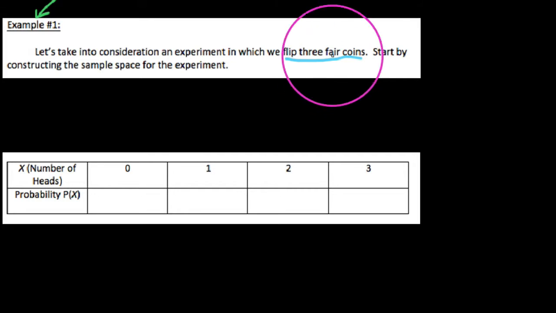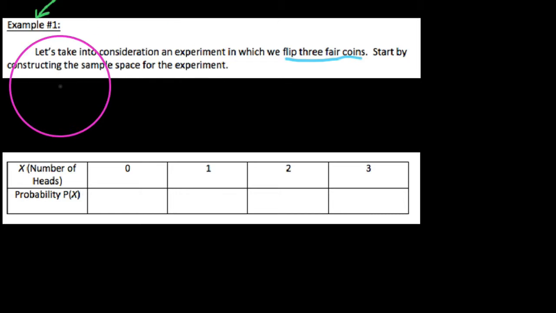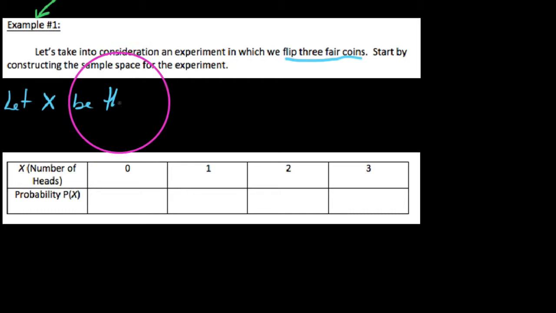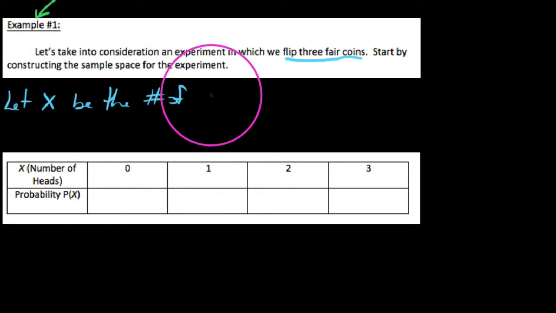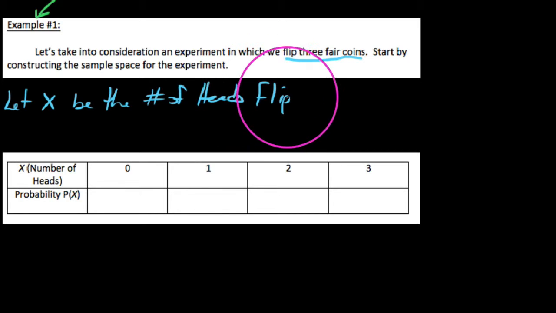It's not trick coins, okay? But we're going to flip 3 fair coins. What I want to know is this: how likely is it that I get a certain number of, say, heads, okay? So the first thing we're going to do is define our variable here. We say, let's let X be the number of heads flipped, okay?